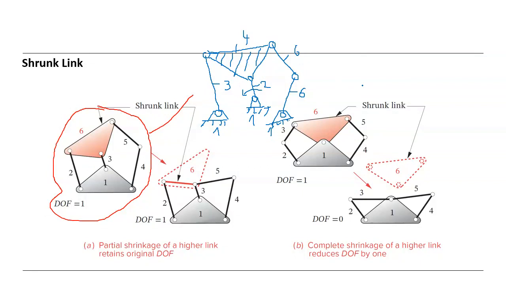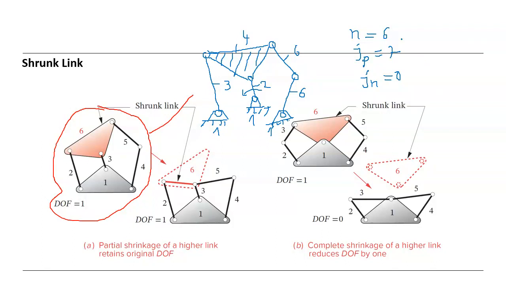So let's write the number of the links. This is six here, we know that. And the primary joints, how many? Let's see: 1, 2, 3, 4, 5, 6, 7. Seven, okay, seven. And do we have a higher order joint? No, we have zero. Okay, then let's use the equations.